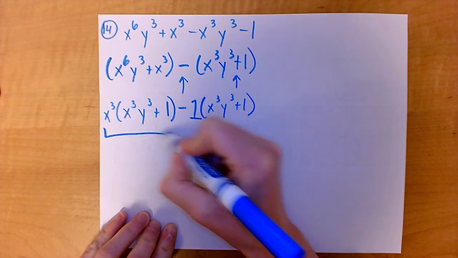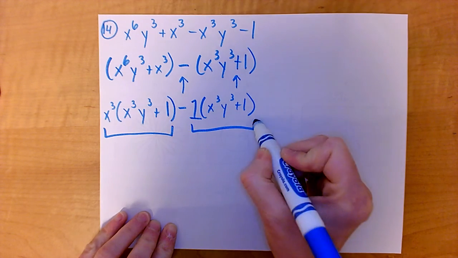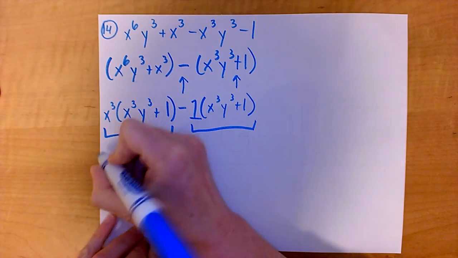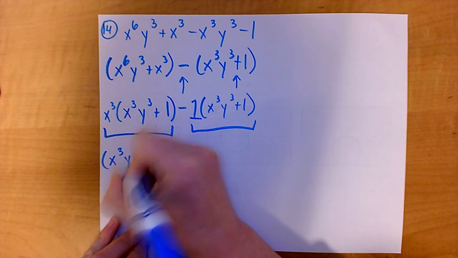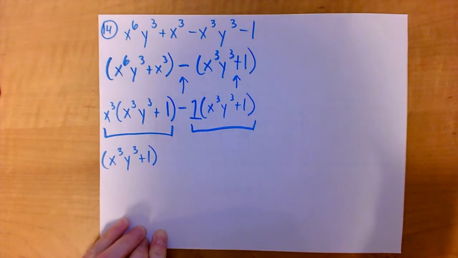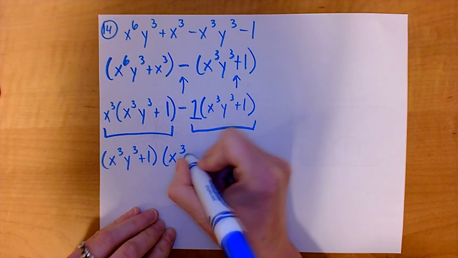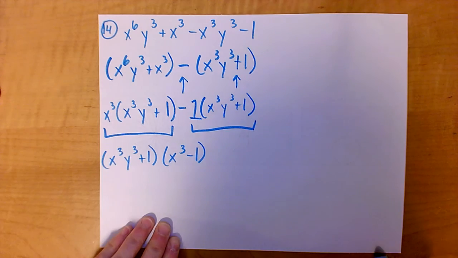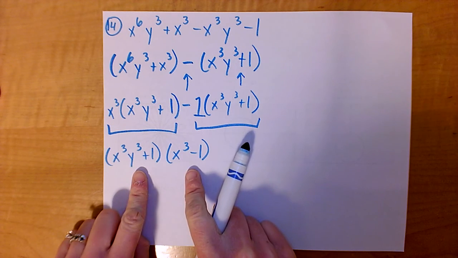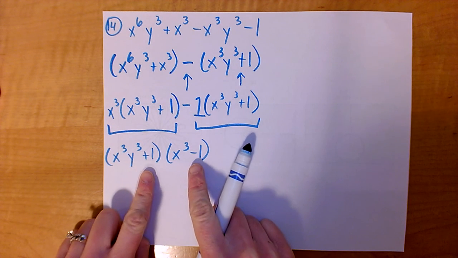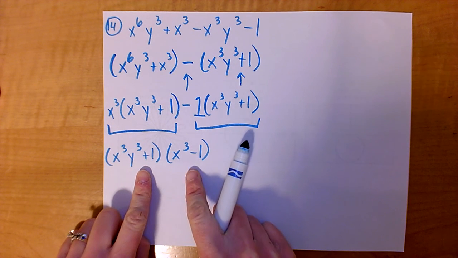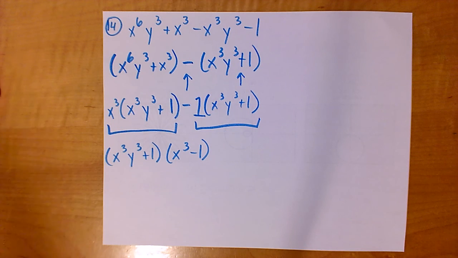Now if you think about this as one chunk and this as another chunk, what's common to both chunks is x cubed, y cubed, plus 1, and we can pull that out. And what you have left is x cubed minus 1, okay? Now, both of these can be factored further. Both of these are perfect cubes, okay?